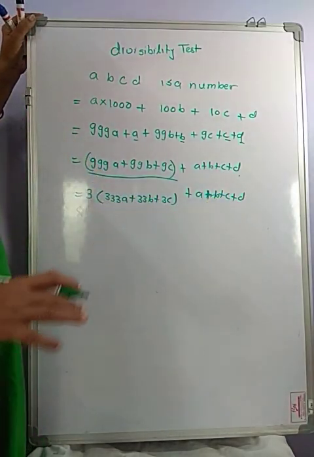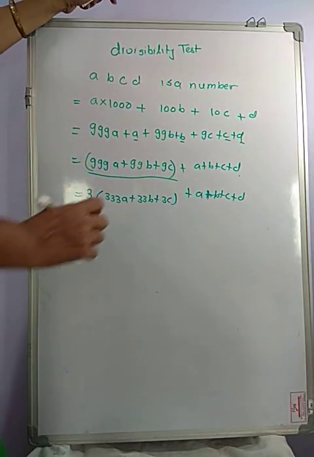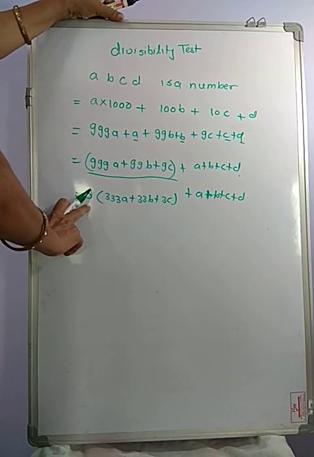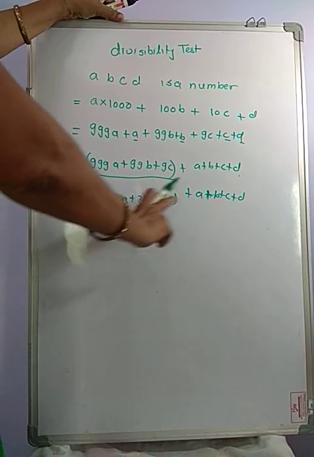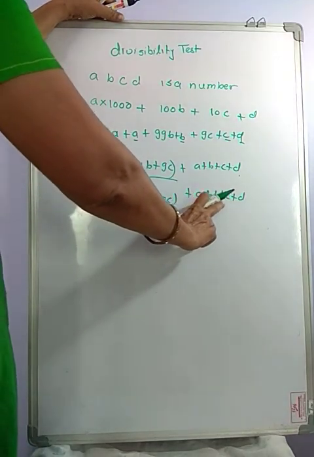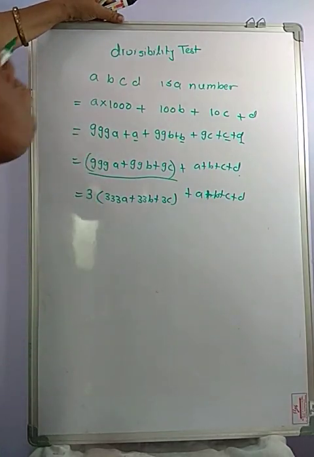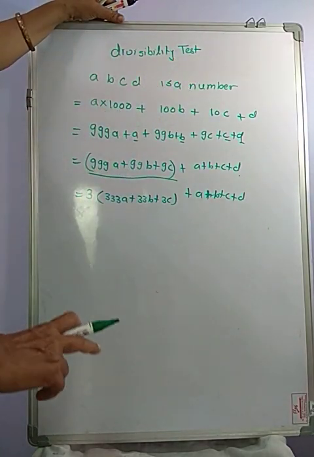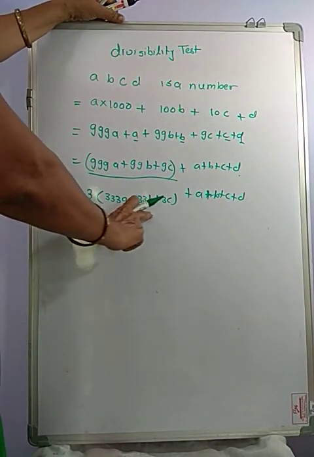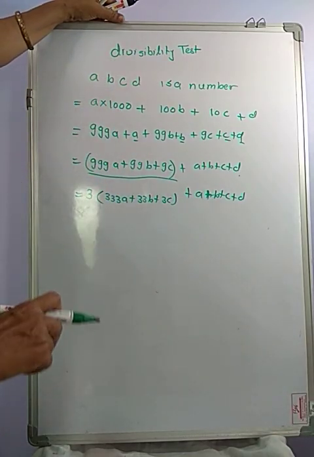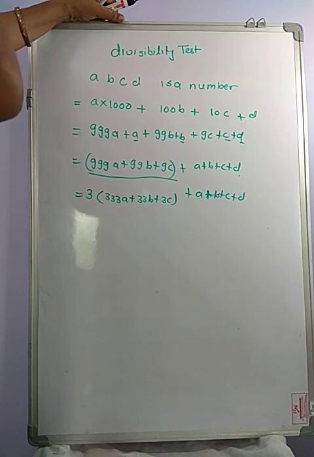Now this is a sum of two numbers. One number is completely divisible by 3 because 3 is a factor there. So what do we have to check? We have to check only A plus B plus C plus D. If it is divisible by 3, then the whole number ABCD will be divisible by 3, because the remaining number is completely divisible by 3.